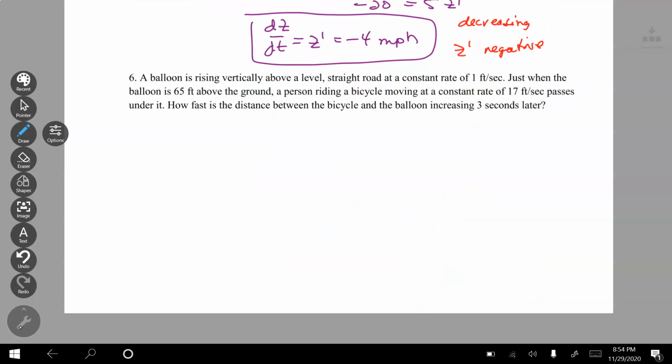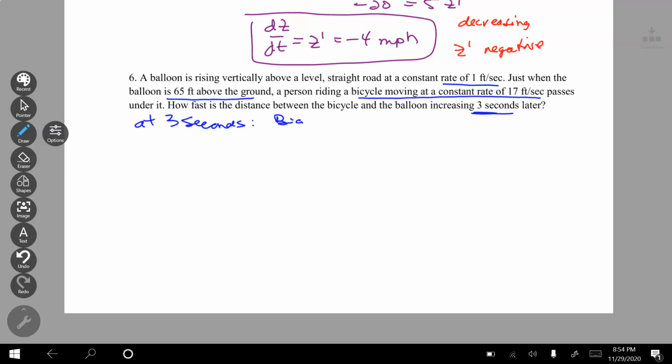So reading through this problem, we have a balloon that is rising vertically at a rate of 1 foot per second. Ooh, a rate, a derivative. I want to know what's going on when the balloon is 65 feet above the ground, a person on a bicycle goes underneath it, riding at 17 feet per second. I want to know what's happening after 3 seconds.